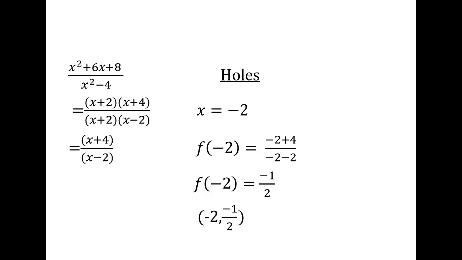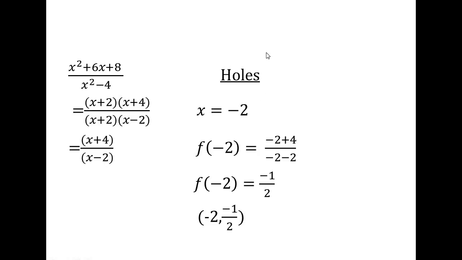When we factor the top, we should get x plus 2 and x plus 4. For the bottom, we can tell that it's a difference of squares, which means x plus 2 and x minus 2. As you can see, we have two terms on the top and bottom which are the same, so they cancel each other out, which reduces the fraction to x plus 4 over x minus 2.